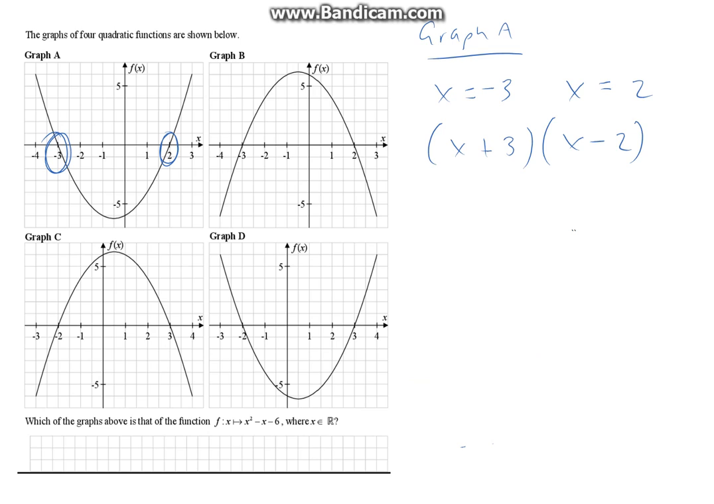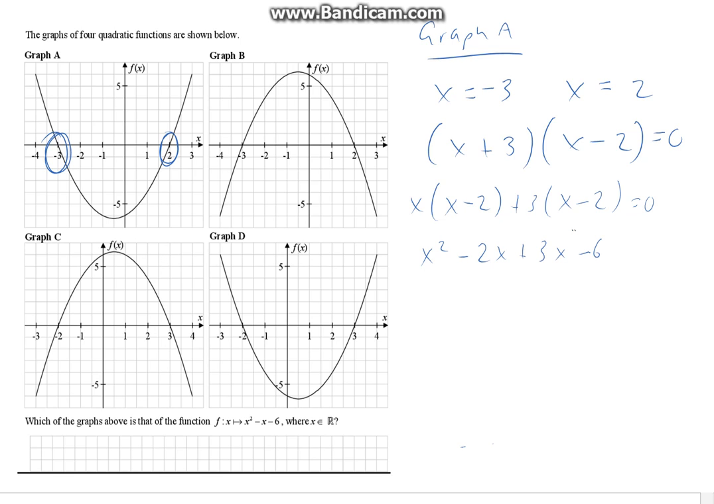Right, so it's a quadratic, we're going to let it equal 0. With 2 brackets beside each other, what do we do? We split them, so we go x on x minus 2 plus 3 on x minus 2 equals 0. So x by x will be x squared minus 2x plus 3x minus 6 equals 0. x squared plus 1x, or plus x, minus 6 equals 0. There we have graph A. What about graph B?